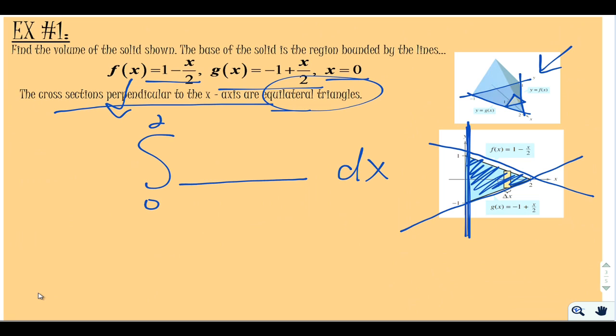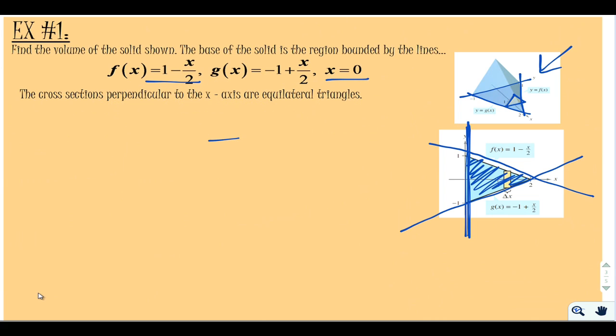Okay? So what is the shape of my little cross sections? Because that's going to help me get my area. Right? So I need to figure out what the shape is first so I can figure out what the area is. Well, it says here that they're equilateral triangles. So how do I find the area of a triangle? Don't I do 1/2 base times height, or base times height divided by 2? Either way. Okay, so this is what we need to fill out. We need to figure out what our base is, what our height is, so that we can plug it into this formula here.